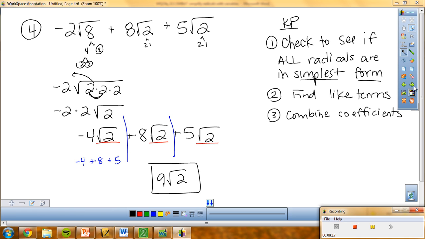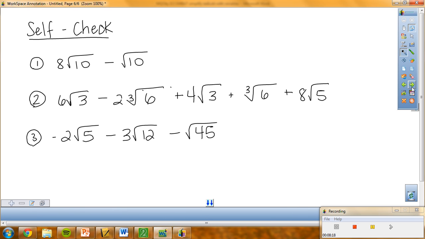And the last thing we have is our self-check. Here we have 3 problems, which are practicing the addition and subtraction of our simplified radicals. Double check that you're going through your key points. Are all of the radicals simplified? And if they are, look for those common index, common radicands, and combine any coefficients that you can. Bring your answers in so that we can talk tomorrow.